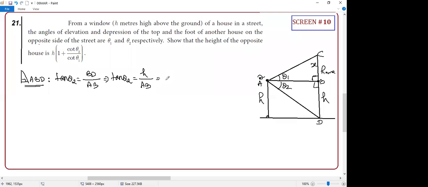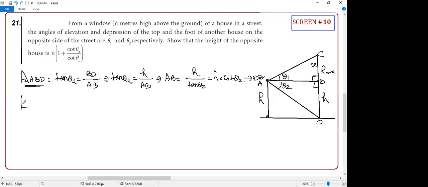But can I say AB equals H by tan theta 2, which equals H into cot theta 2? Agree with me or not, everyone? Shivani, I didn't get what? Sir, why cot theta, sir? 1 by tan theta 2. 1 by tan theta is cot theta, right? Okay, sir. Reciprocal. 1 by tan theta is cot theta.